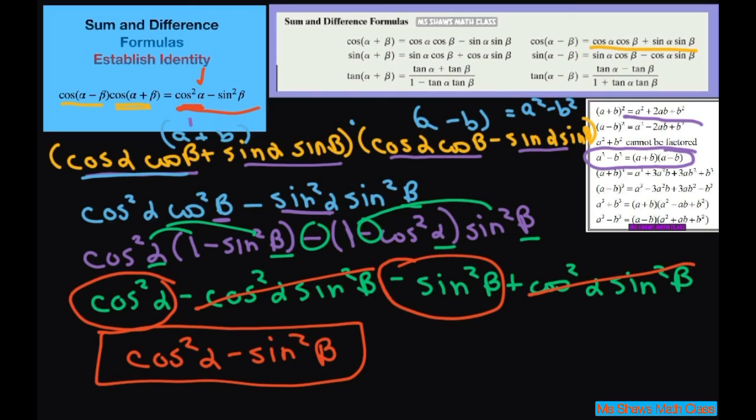All the alphas should have had cosine. All the betas we wanted with sine.